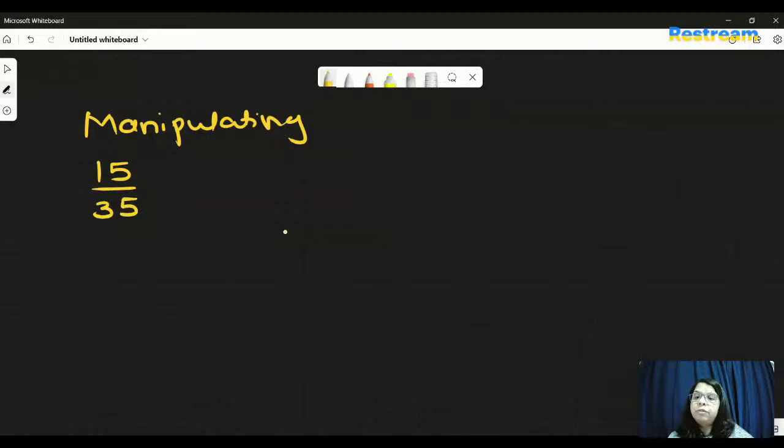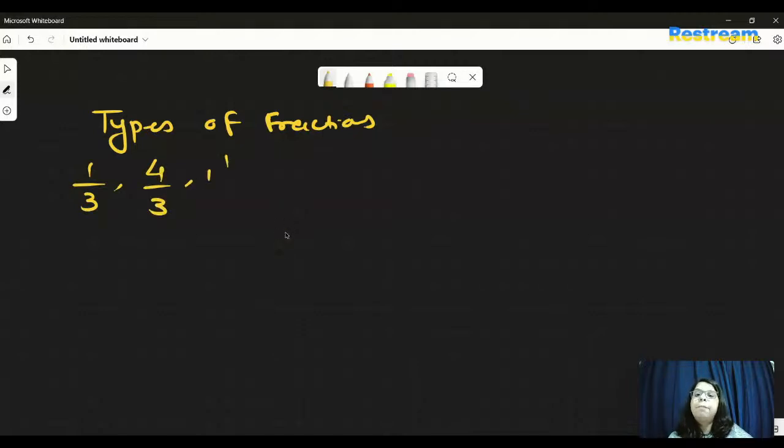But we are going to quickly revise our fractions. So first we learned was manipulating the fractions. So it was simplest form, equivalent form, comparing the fractions. Oh, before that we learned types of fractions. Yeah, that is very important. Types of fractions: proper, improper, and mixed.